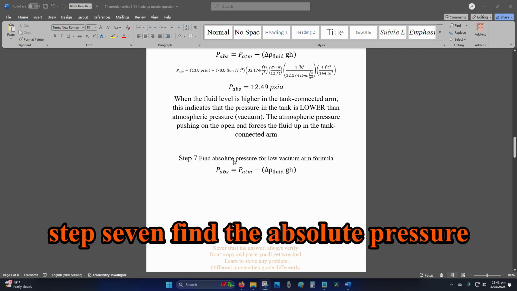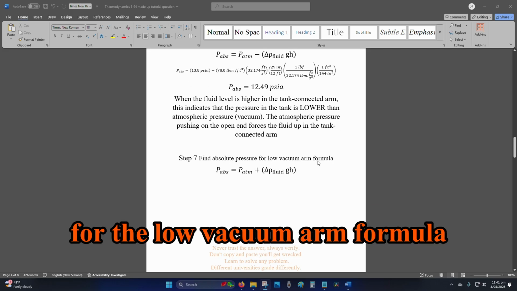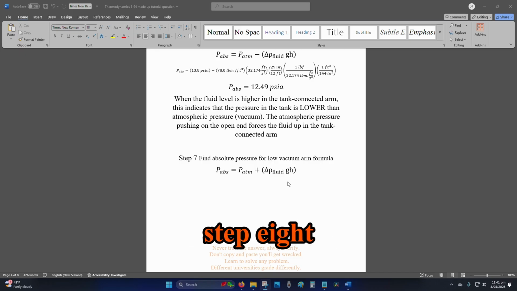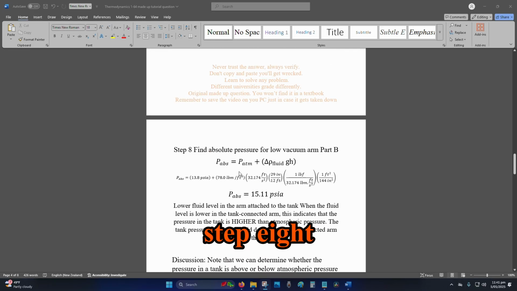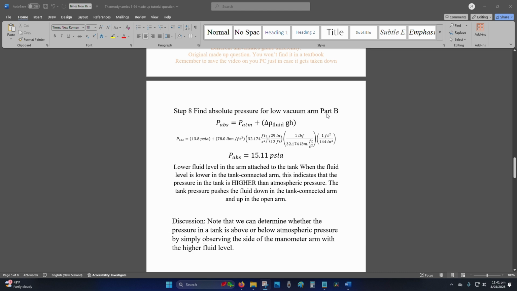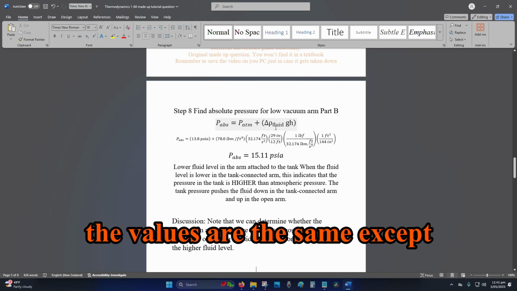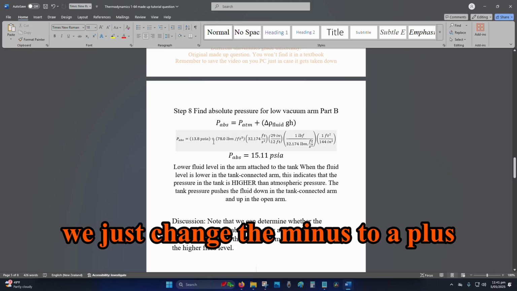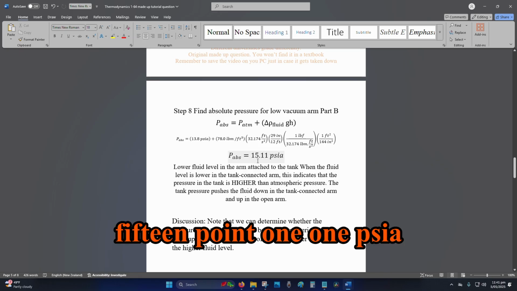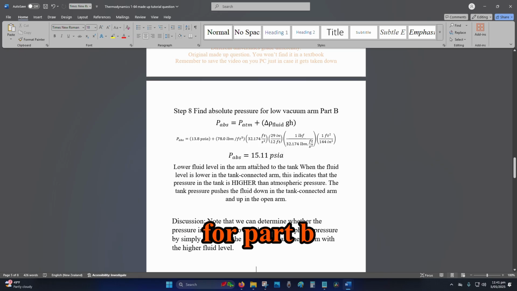Step 7, find the absolute pressure for the low vacuum arm formula. It's the opposite, it is a positive, so it's a plus. Okay. Step 8, find the absolute pressure for the low vacuum arm for part B. Once again, just plug and play. We are simply adding the change in fluid pressure this time. The values are the same, except we change the minus to a plus. Okay, and we will get 15.11 psia for part B.